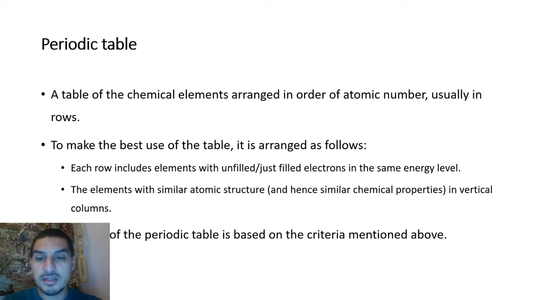and the way it looks like this is because each row includes elements with unfilled or just filled electrons in the same energy level. So that's why it's different. We find that energy levels are filled with different numbers of electrons, and that the elements with similar atomic structures are in the same row.